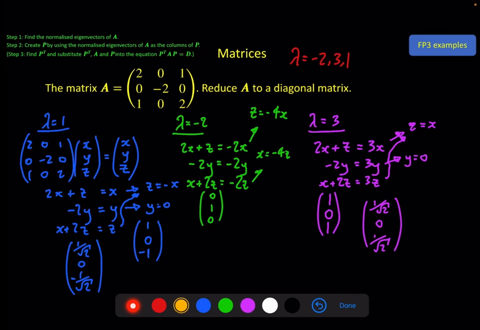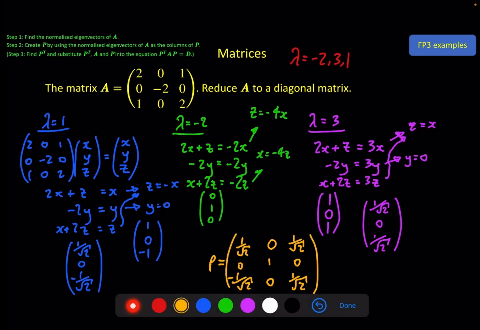So my P, I'm going to make up with these 3. I will keep the same order again. I'll put this one first, this one in the middle, and this one third. So I get 1 over root 2, 0, 1 over root 2; minus 1 over root 2, 0, 1 over root 2; 0, 1, 0. And this is my orthogonal matrix.